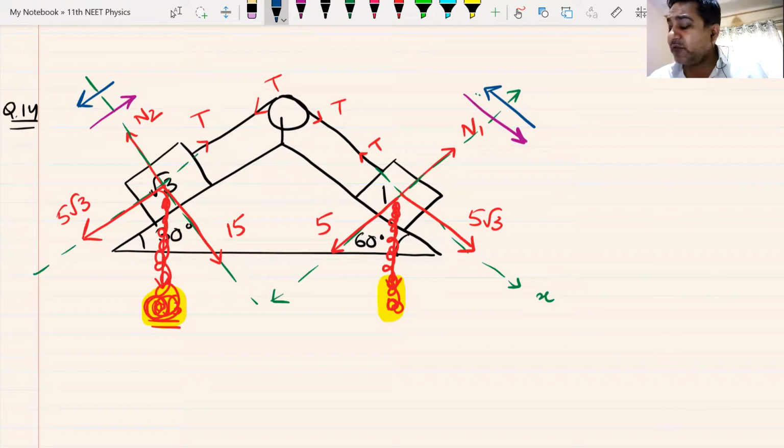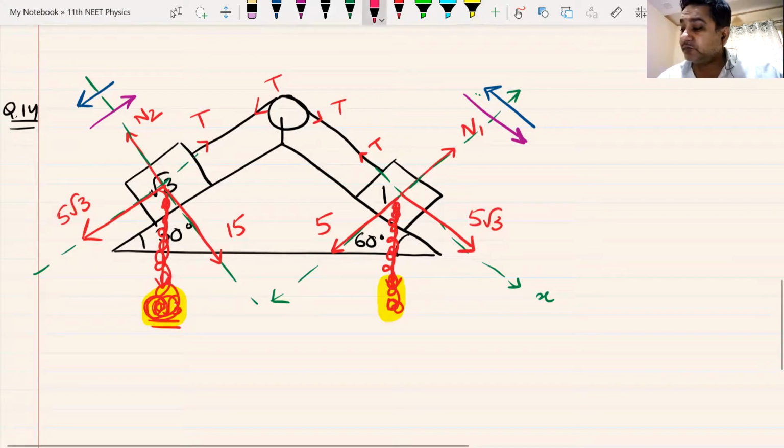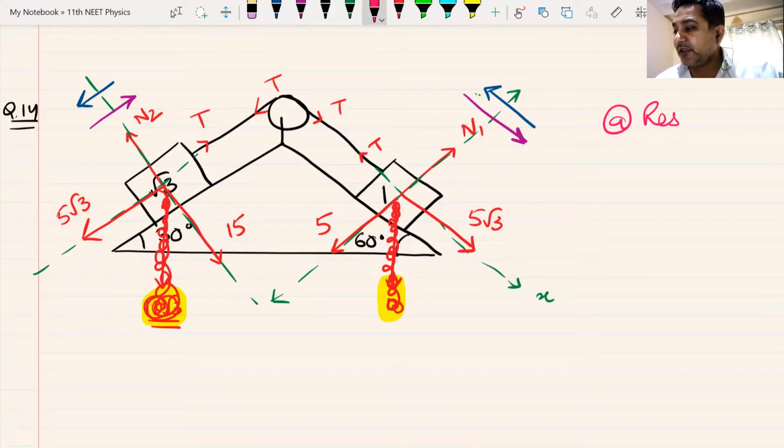To find that out, you have to find the force on this side and the force on this side, and what do you see? They are equal. Yes, beta, they are equal. So if they are equal, what does that mean? It means that the system remains at rest.